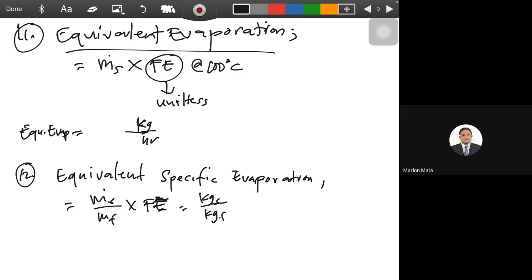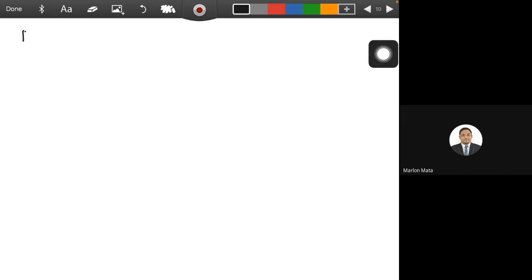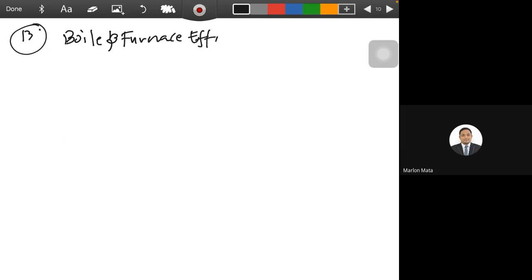Okay, formula number 13. We have boiler and furnace efficiency. So before, we had boiler efficiency. Now, this is boiler and furnace efficiency. So the boiler and furnace efficiency simply has a symbol of EBF.